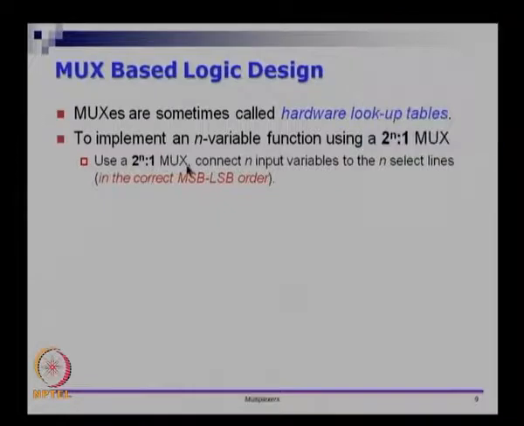So you use a 2 power n to 1 mux, and connect the n input variables to the n select lines in the most significant bit to the least significant bit order. I always mention this: f of x y z means x is the first leftmost column, y is the next column, z is the next column, and so on. So if I write f of x y z, then x is the most significant bit and z is the least significant bit. From left to right, whatever is the leftmost is the most significant and whatever is the rightmost is the least significant.